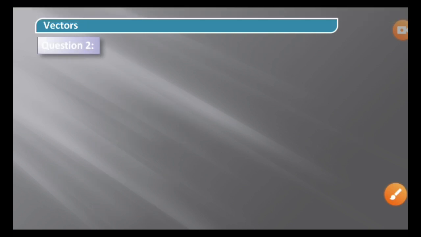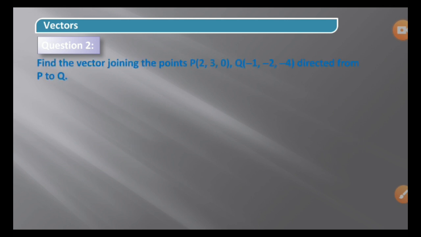Dear student, here we will consider another question. Find the vector joining the points P of 2, 3, 0 and Q of minus 1, minus 2, minus 4, directed from P to Q. So student, we just have to observe the direction here. The direction is from the point P to Q. Therefore, we have to find out the vector PQ.